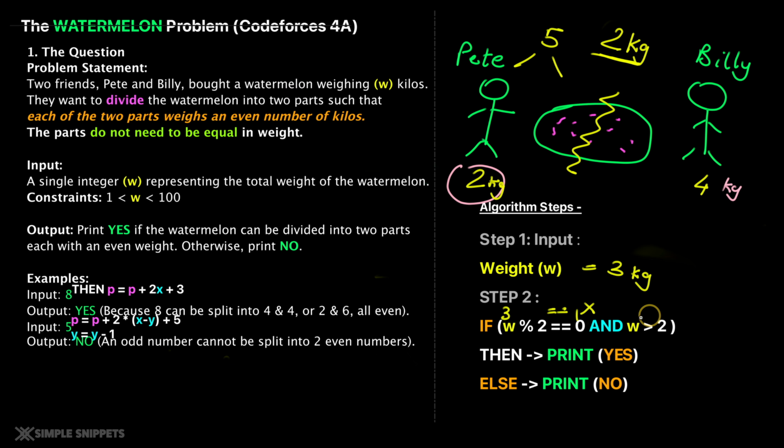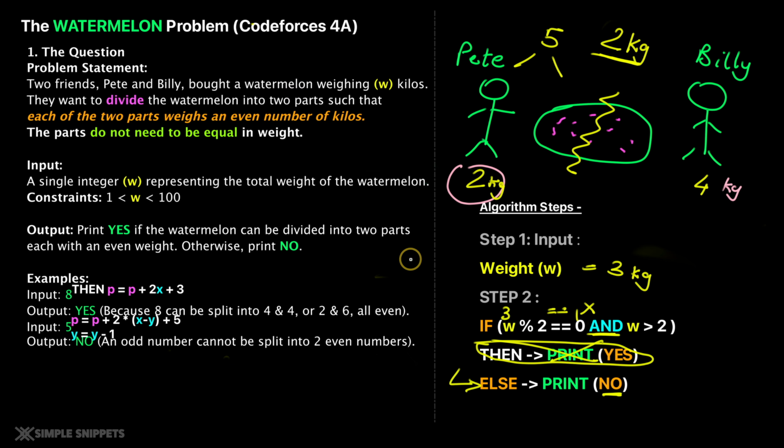There's no point in checking the second statement, because for the AND operation, both of them have to be true. And since this is false, obviously the AND ultimately is going to be false only. So you'll not execute this whole if block. You will go into the else part and you'll print no. So this, my friends, is the small algorithm steps for the watermelon problem.